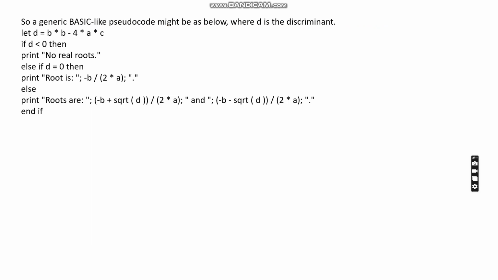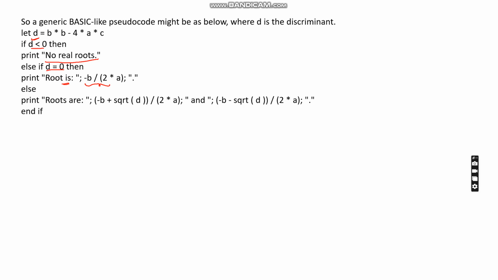Next comes the pseudocode. In the pseudocode, first of all we calculate the discriminant: D equals B square minus 4AC, that is, B into B minus 4AC. Whenever the D value is less than 0, we say no real roots, meaning the roots are imaginary. If the D value equals 0, we say the roots are equal. What are those roots? Minus B by 2A. Otherwise, this is the last case.